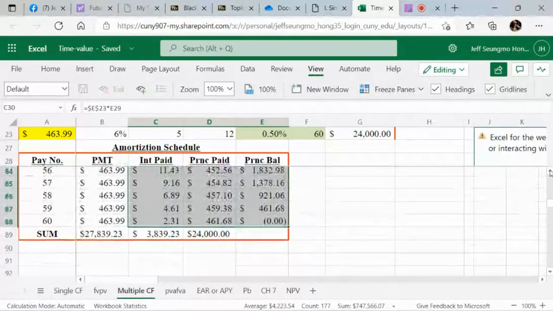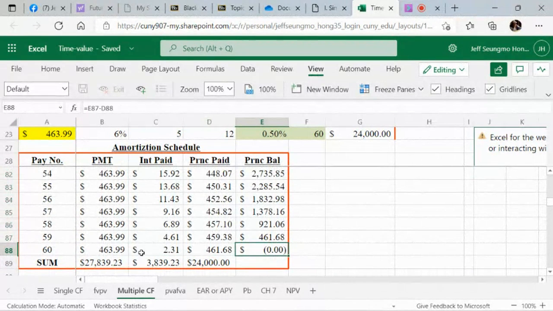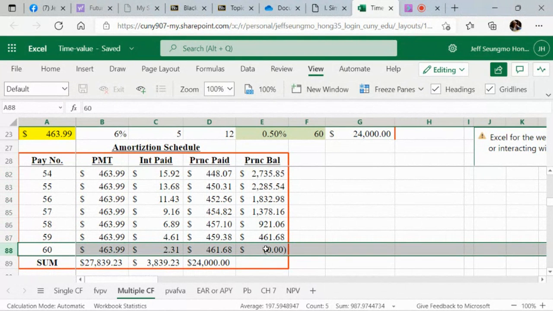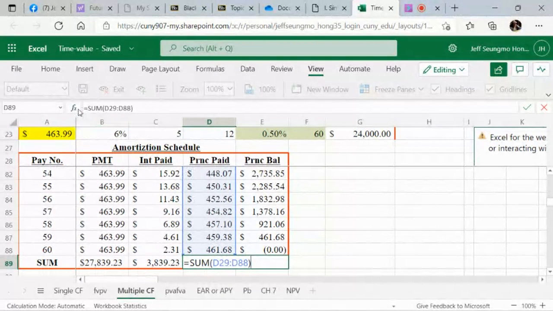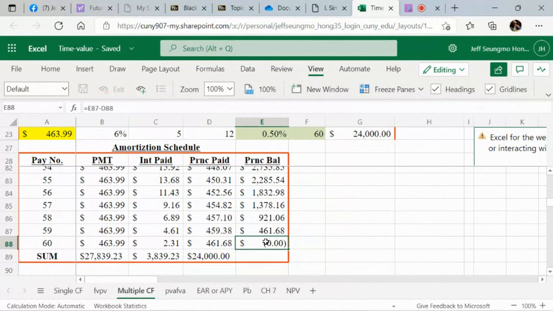Look at row 88, month 60. When you have made these payments, your principal balance must be zero, because you have paid off all the principal. The sum of all the principal paid must be 24K, and it's exactly 24K. And then the principal balance must be 0. Yeah, 0.